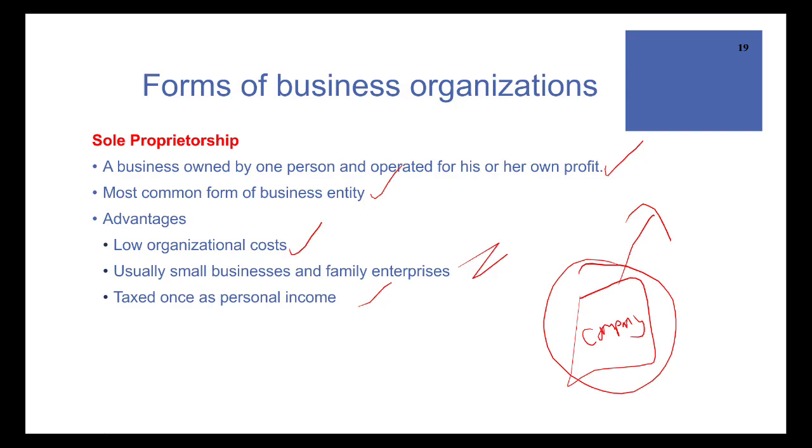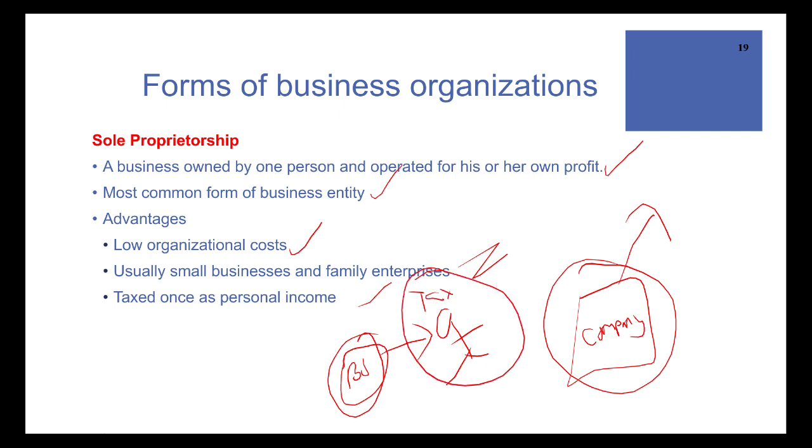That's double taxation. In a sole proprietorship, the business does not pay tax. But the person who owns the business pays tax on the income they get from it. See what I mean? The business alone does not pay tax. Very important. So that's a sole proprietorship, very small, owned by one person.